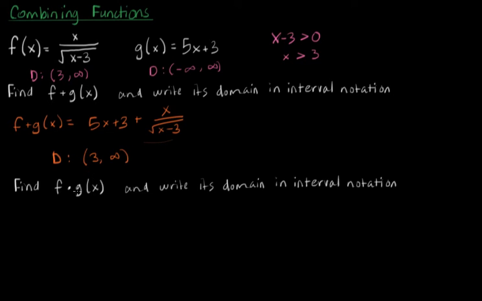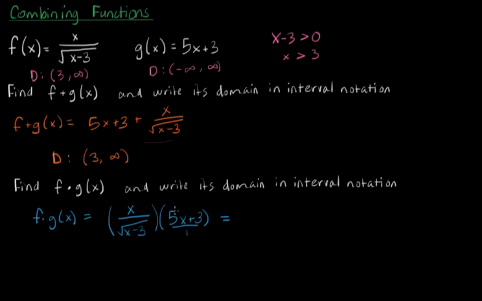Okay, let's look at f times g of x and then write its domain in interval notation. So f times g of x is going to be x over the square root of x minus 3 times 5x plus 3. Okay, now when we combine these, we need to remember that 5x plus 3 has no fraction part, so it's really over 1.